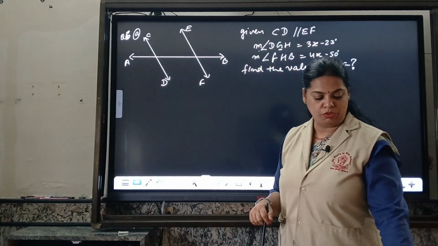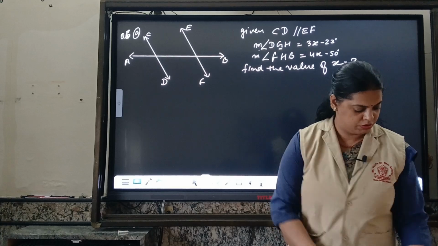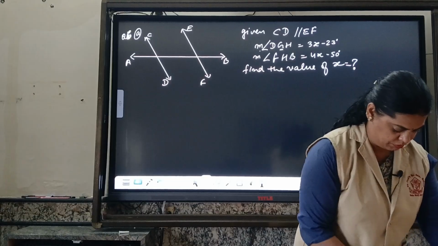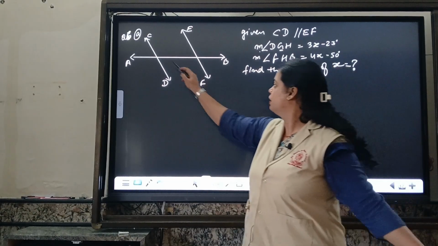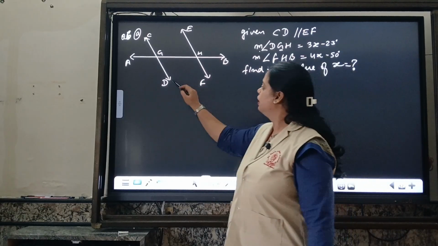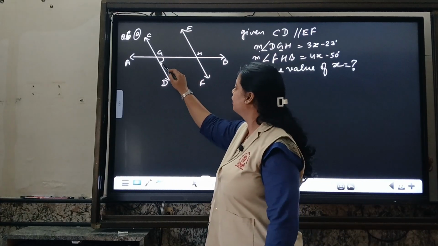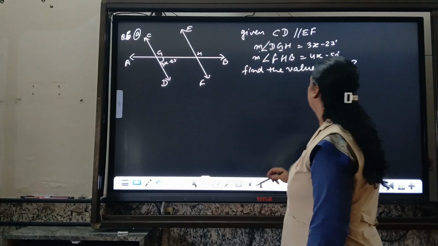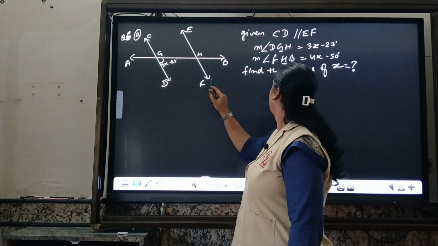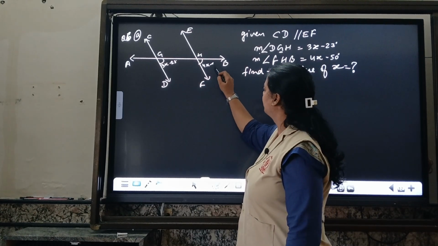Let me check from your book. It is given over there G and here it is H. Okay, DGH. So this angle is given to us. What is it? 3x minus 23, and FHB. H is in between F and B. So FHB is the angle which has 4x minus 50.